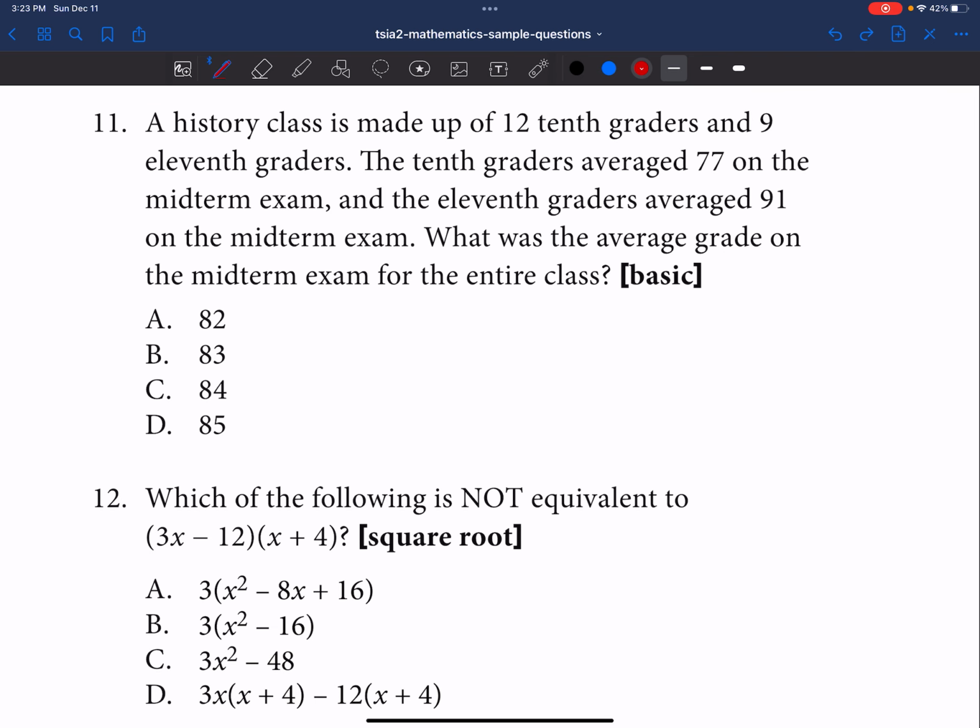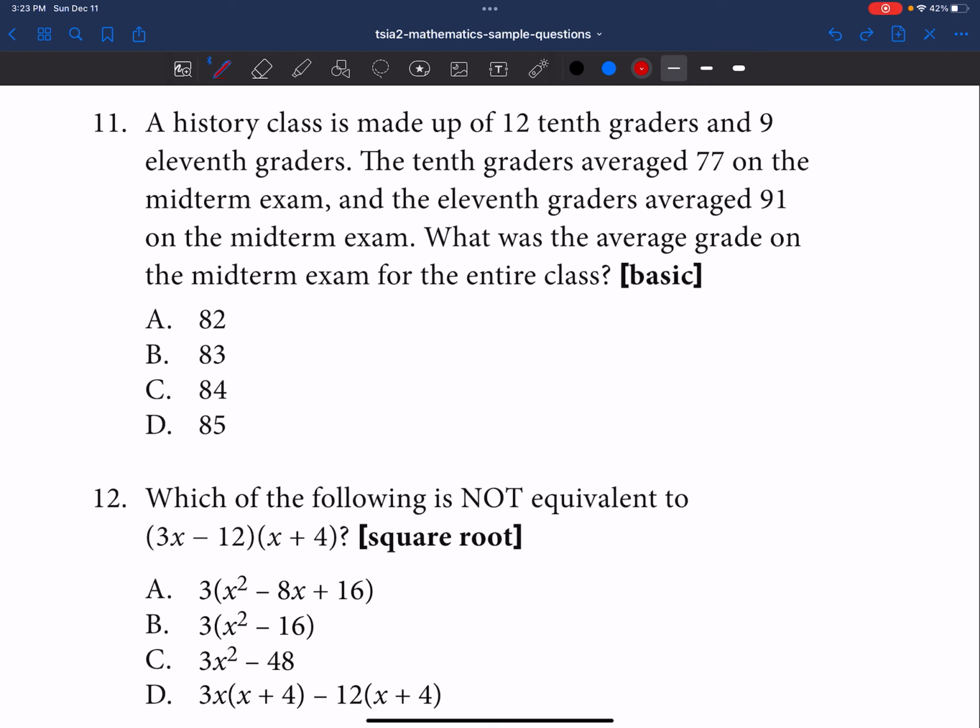The history class is made up of 12 10th graders and 9 11th graders. The 10th graders averaged 77 on the midterm exam, and the 11th graders averaged 91 on the midterm exam. What was the average grade on the midterm exam for the entire class? Okay, so this is an average problem, but it's a little bit more complicated than your basic average problems. A basic average problem would be just add up everything together and then divide by the total number.